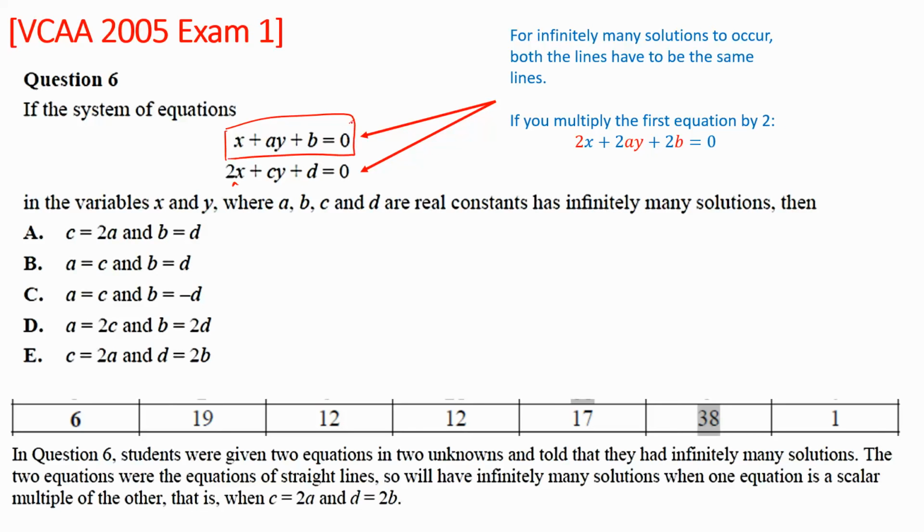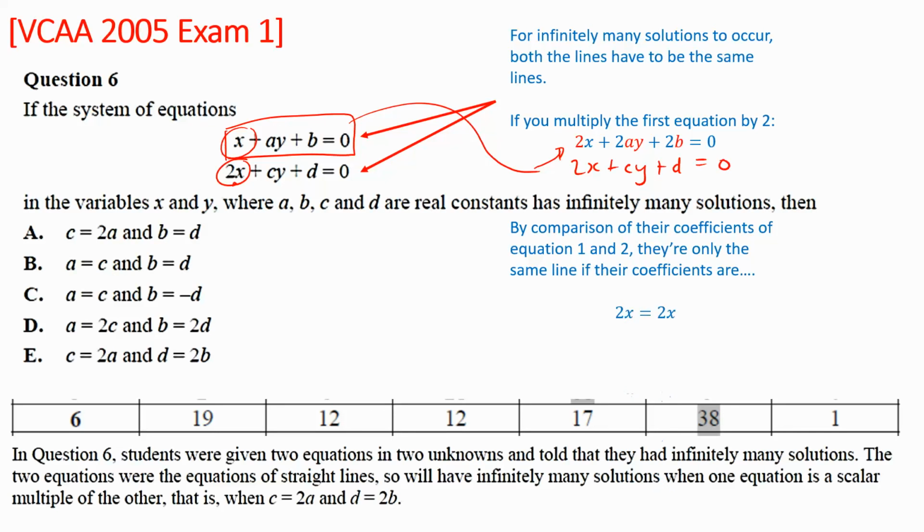This becomes this. Why did I multiply by 2? Because I wanted these two to be equivalent first. See, I don't know what a is and I don't know what c is, but what I do know is if I multiply the equation by 2, I will have 2x, and in comparison, I will now have cy plus d. Therefore, if they're both exactly the same equation, I can now say 2x equals 2x, and I can then say 2a must equal c, and therefore I can say 2b equals d by comparison.